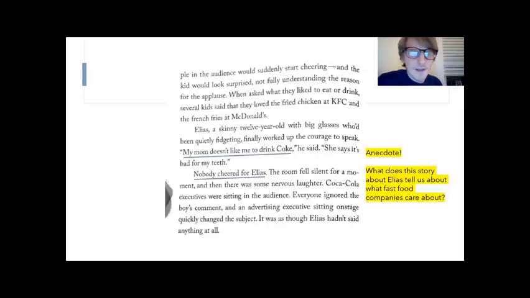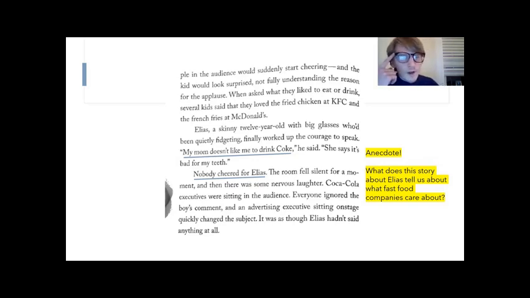Now, here's our anecdote about Elias. So, what does this story about Elias tell us about what fast food companies actually care about? Yeah, Jacqueline, that's right. This anecdote about Elias shows us how fast food companies don't care about children's health. They only care about money and making money. That's why all these McDonald's executives and fast food executives ignore Elias when he brings up the unhealthy aspects of Coca-Cola.